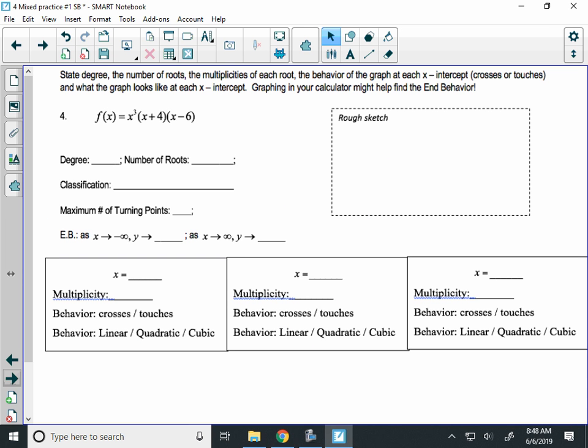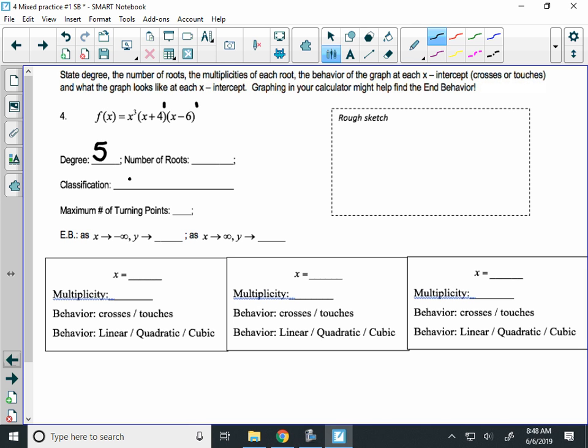All right, we're going to look at number 4, and then that'll be it. Okay, so I have to figure out multiplicity and then sketch a graph. To find the degree, I add the multiplicities, or the exponents. So I have 3, 1, 1. That would be degree 5.